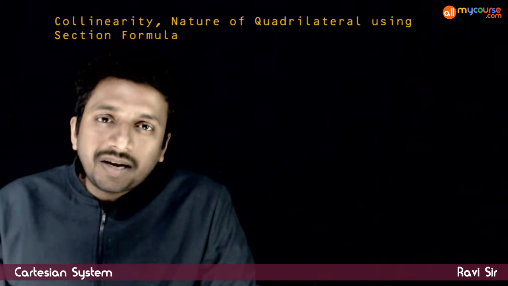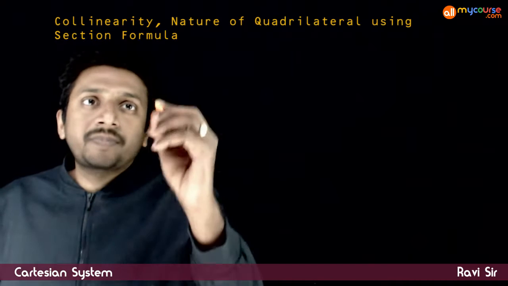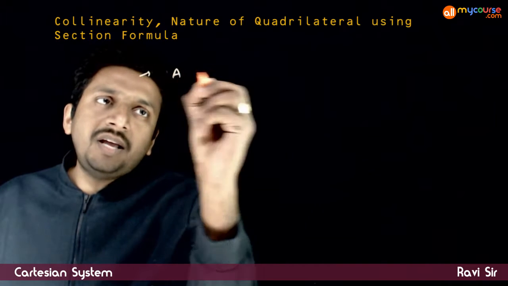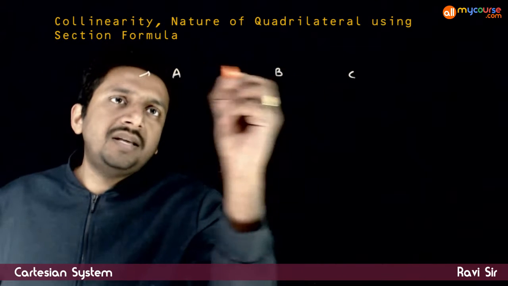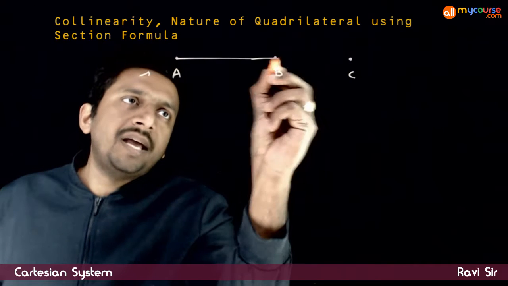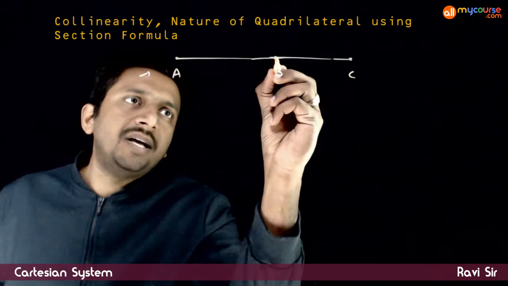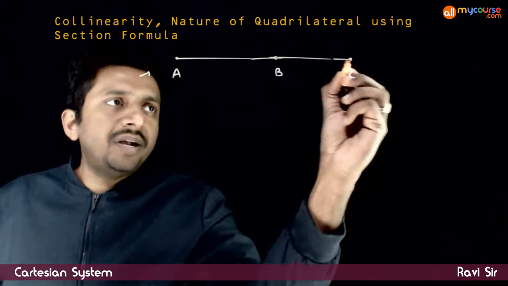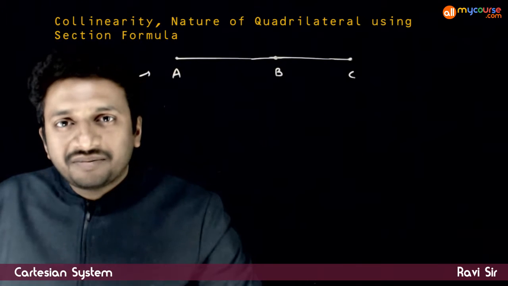So welcome students. In this video, let us look at how to determine whether 3 points are collinear using section formula and how to determine the nature of a quadrilateral using section formula. So if you are given 3 points A, B, C, how can you determine using section formula that these 3 points are collinear?